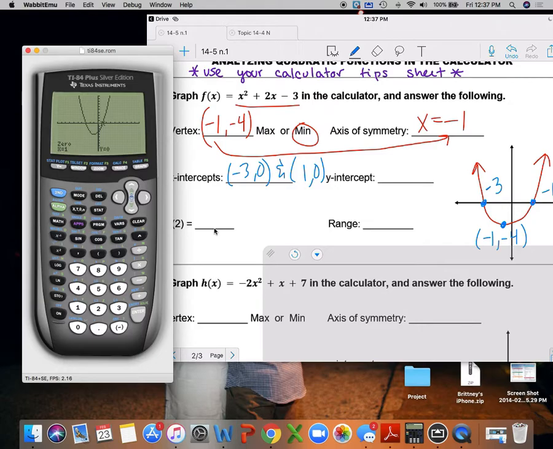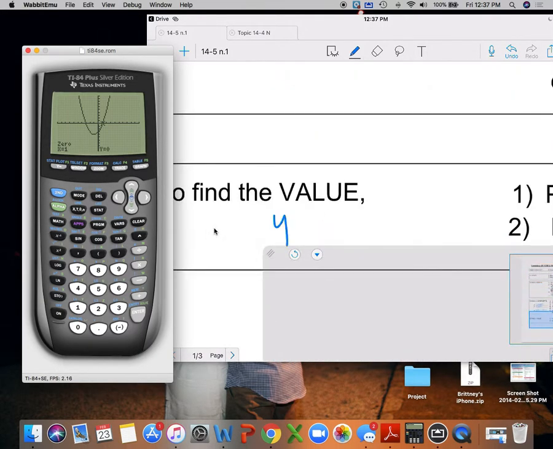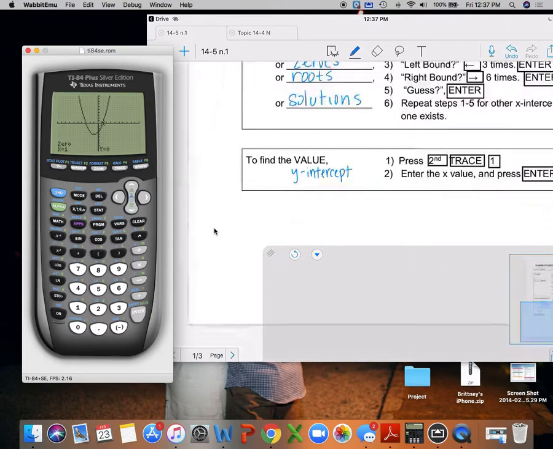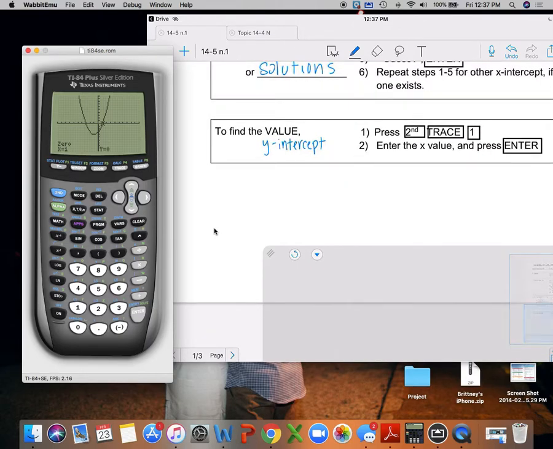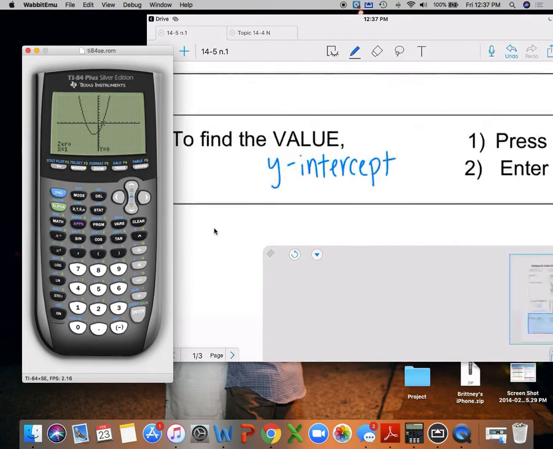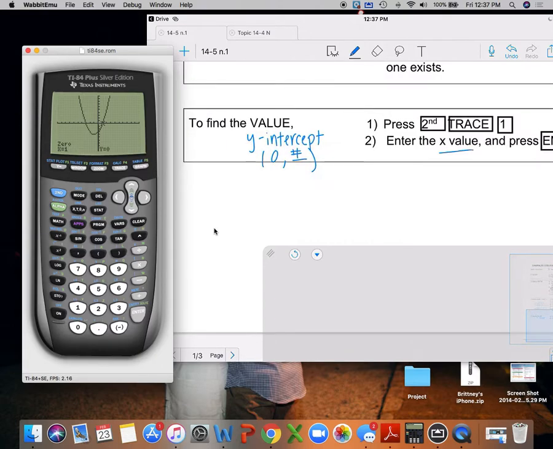Now I'm going to find the y-intercept. The steps for the y-intercept is down here. So to find the value, and remember the word value means a y. So if you're trying to find a y, we're going to click second trace 1, enter the x value, and press enter. Now we have to think a little bit on this one. For a y-intercept, your x value is 0, and you have a number for y. So if we're trying to find the y-intercept, my x value here will be 0.